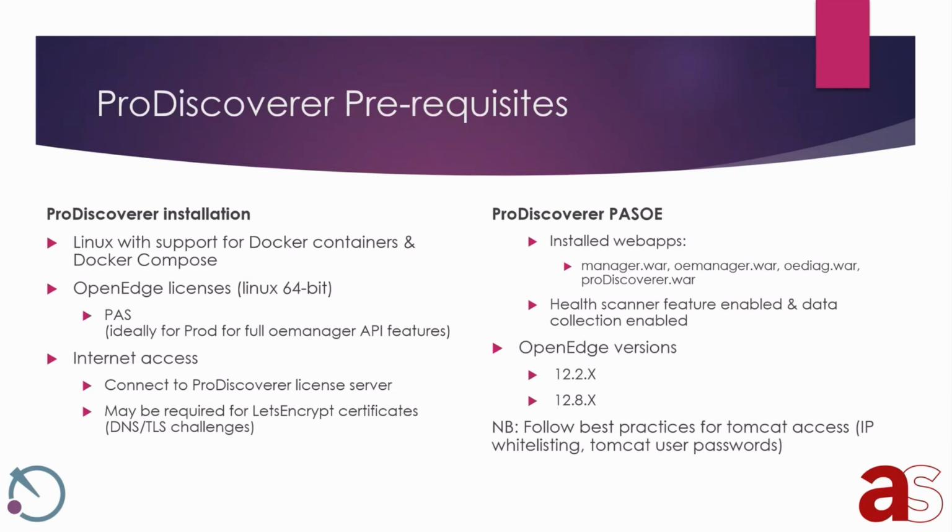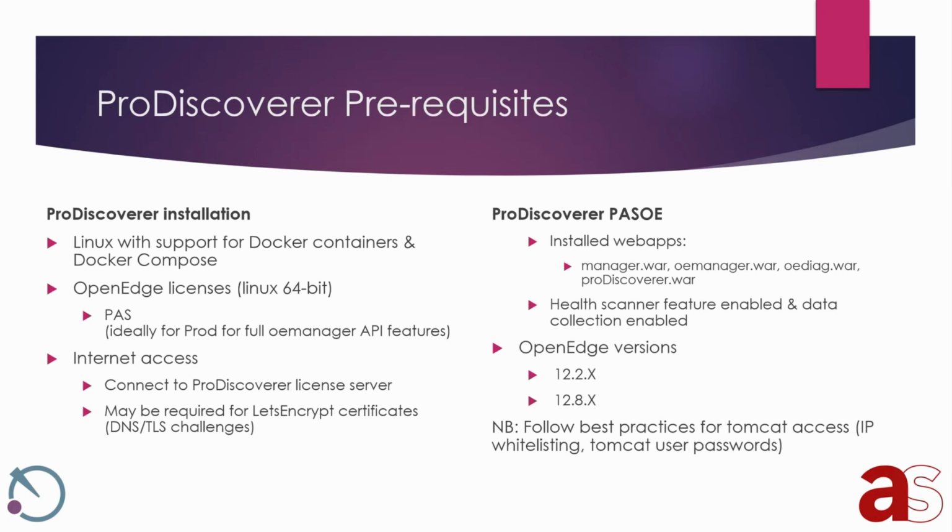So some prerequisites for getting started with ProDiscoverer are that because we're delivering the stack in Docker containers, you need to have a Linux environment that you can run it on. We also have a need for OpenEdge licenses for part of the stack. We have a PAS instance that is part of the ProDiscoverer stack, and therefore we need to have OpenEdge licenses, and we don't provide those licenses. That's not part of what we're looking at. So we rely on customers to have their own OpenEdge licenses in place.